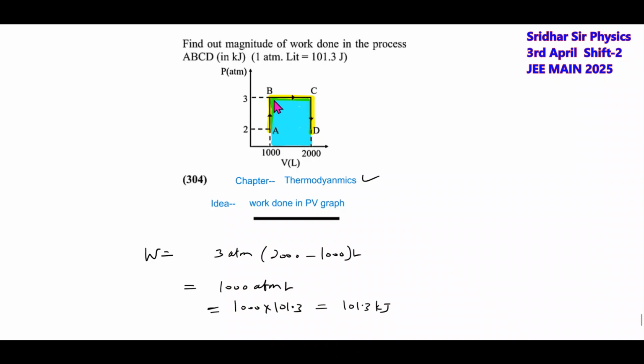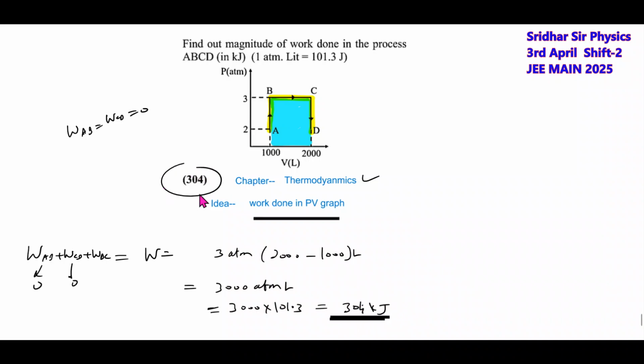in the path CD and AB, only work done in the path BC. Now, let me explain clearly. Work done in the path AB and CD is 0. So net work done is what? Work done in the path AB, CD plus BC. Here this is 0, this is 0. Only work in the path BC is the work done. Okay, fine. Now this will become 300. And then this will become 304 kilojoule. This is a simple thermodynamics. Area under the PV graph will give the work done.